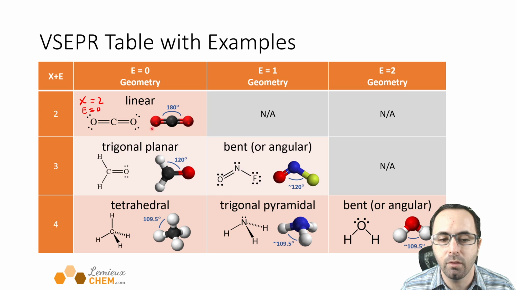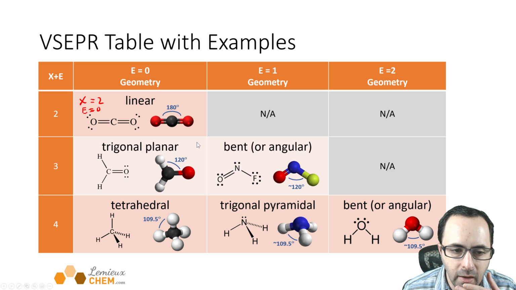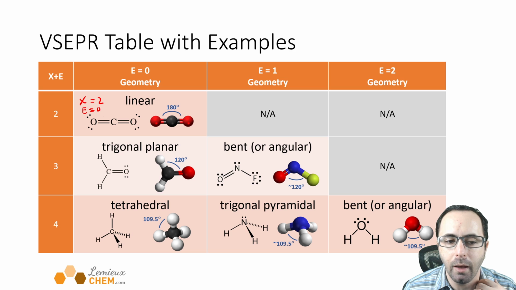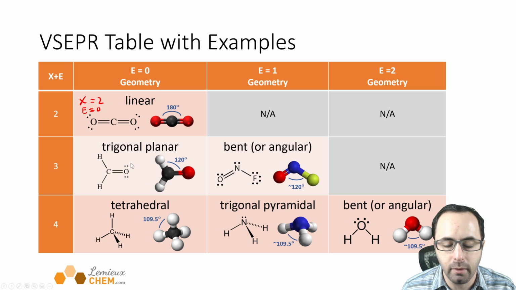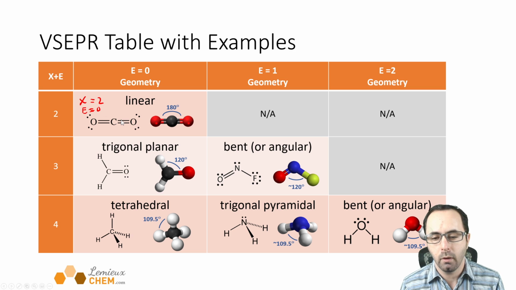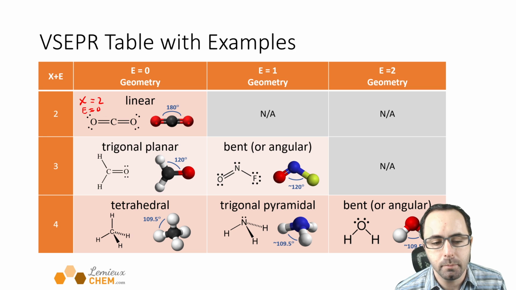Here, these red ones represent the oxygens. The black one represents the carbon. And the angle between this bond is 180 degrees here. And so that's what happens when you have X is 2 electron groups, and no lone pairs on the center atom. And again, it's all about the center atom because the shape is built around this center atom.